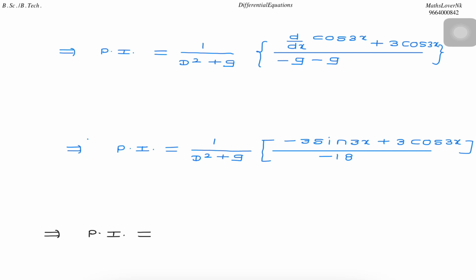Take out 1 upon 3 common, then we get 1 upon 6 outside, and inside sin 3x upon d square plus 9, minus cos 3x upon d square plus 9.